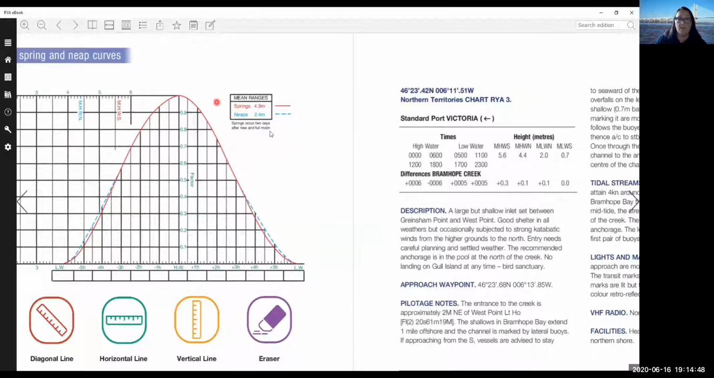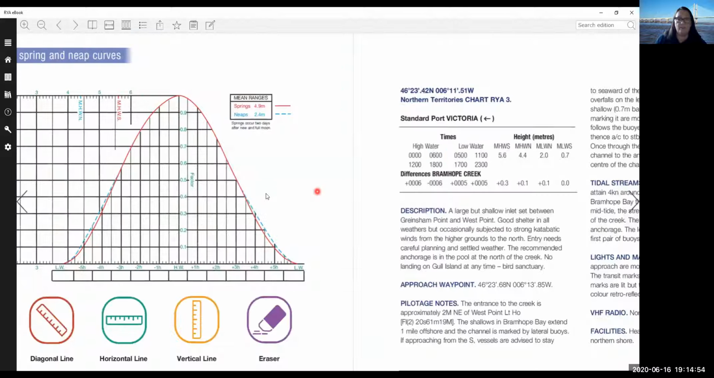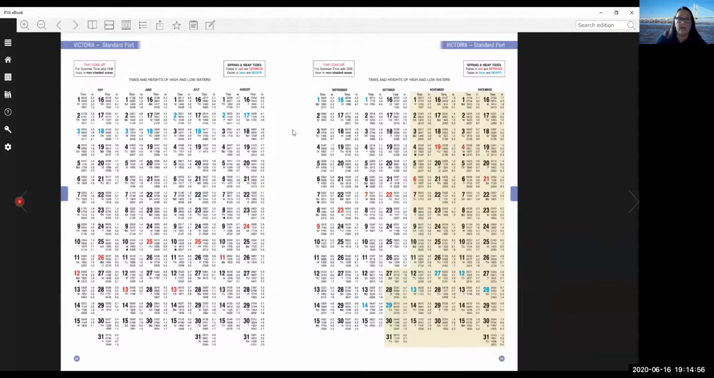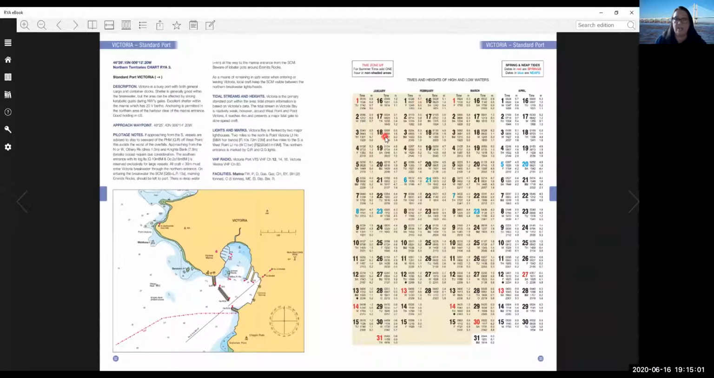So we have to take this information along with the information that we're going to get for each individual day. And I'll pull some of these out in a second for you to have a look at. Okay, so that's our standard port entry.